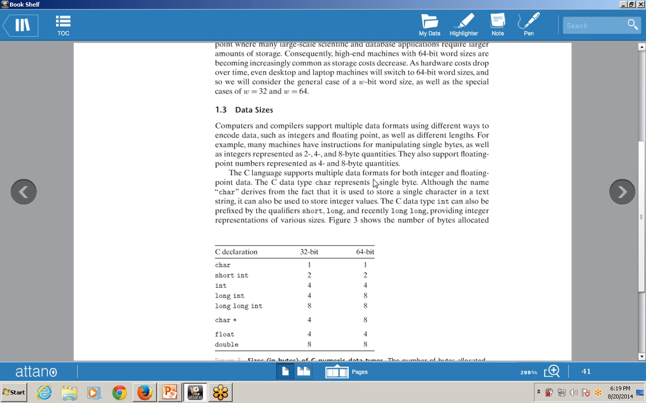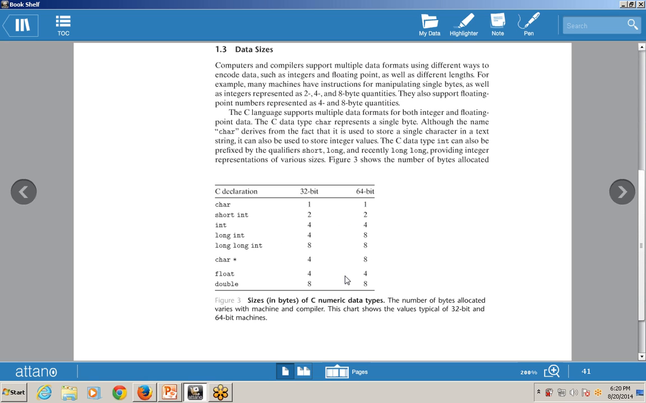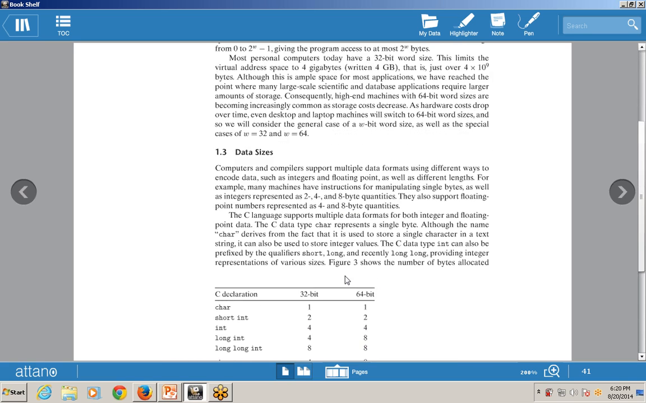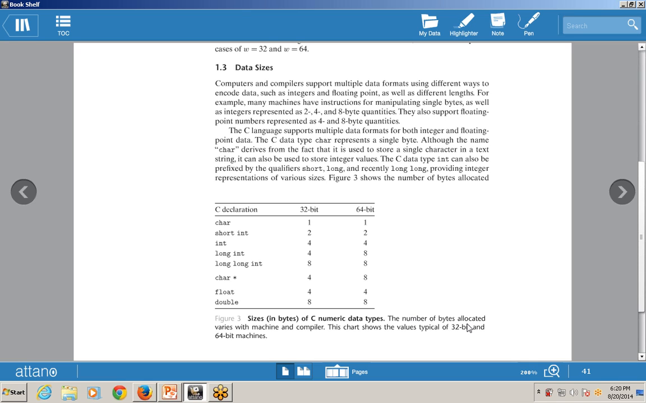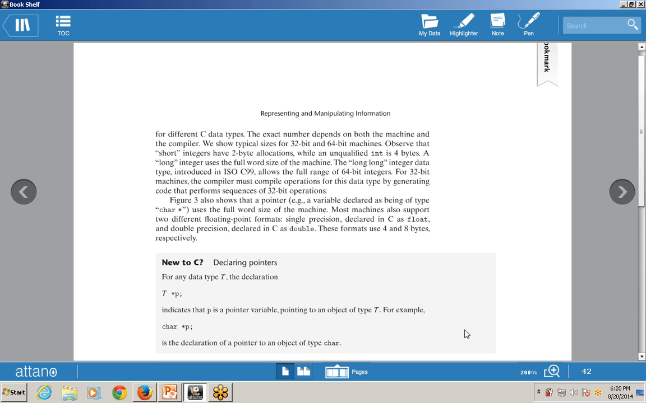The C language supports multiple data formats for both integer and floating point data. This is your C declaration, that is char. It takes 1 byte, short int 2 bytes, int 4 bytes, long int: if there is a 32-bit processor, it takes only 4 bytes, and if there is a 64-bit processor, it takes 8 bytes. This says the number of bytes allocated varies with machine and compiler. This chart shows the various values typical of 32-bit and 64-bit machines.